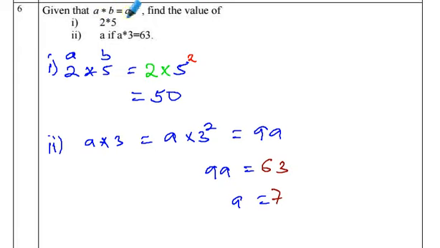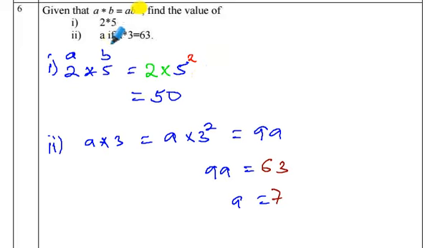Get the first number, multiply it by the square of the second number. Please note this square is only on the second number. Do we see that square there? It's on the B, not on the A. So if we want to find 2 star 5, the first one is A, the second one is B. So A times B squared, and this is 2 times 25, which is 50.